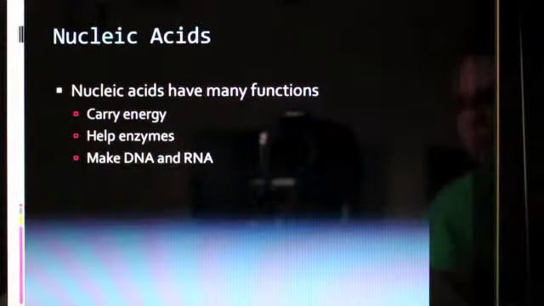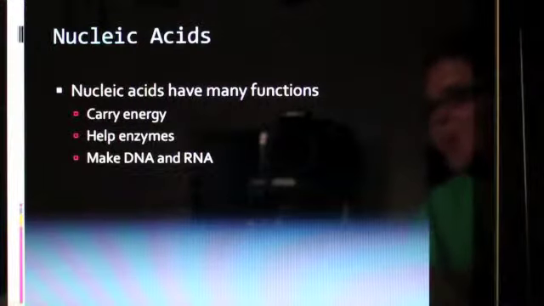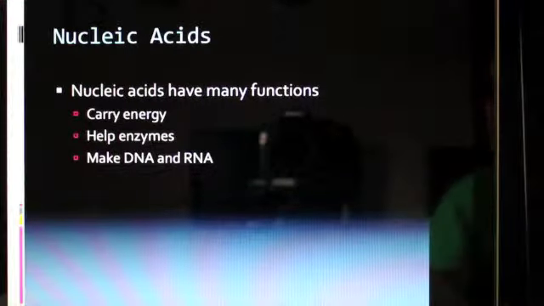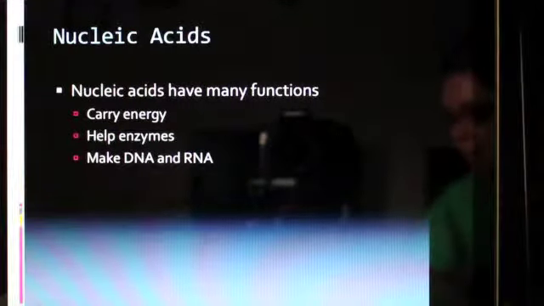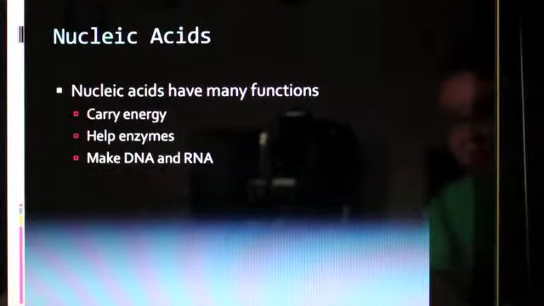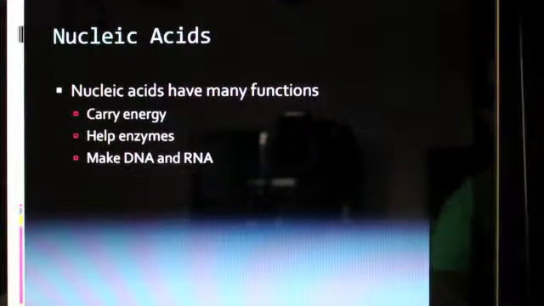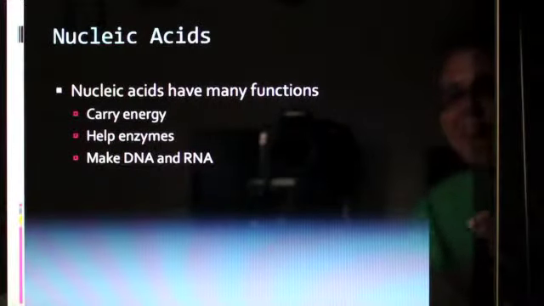Okay, on to the last one, number 4 out of 4, nucleic acids. Nucleic acids have many functions. They can carry energy, they can help enzymes, and they can carry information. They can be DNA and RNA.